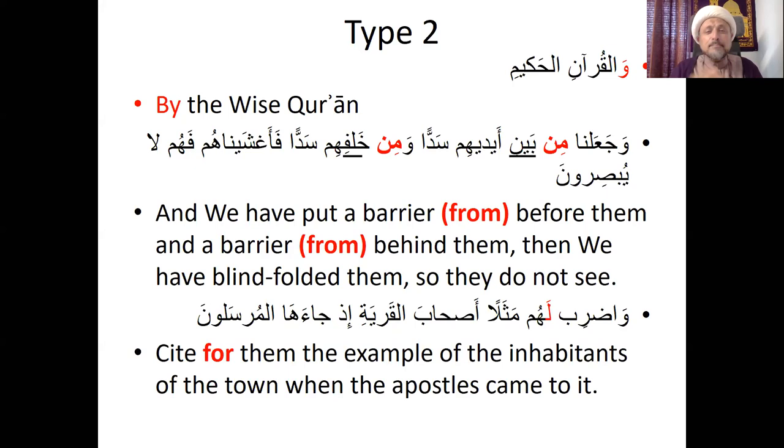مثلاً أصحاب القرية إذ جاء المرسلون. Tell them how people, they are stubborn. They don't listen. They don't pay heed. Give them an example. Give for them an example.